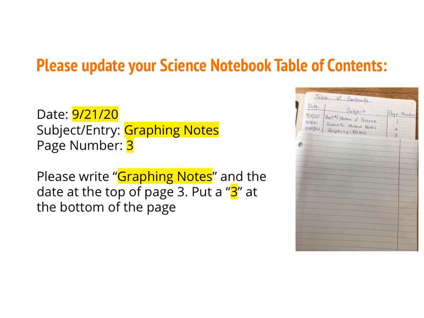When you finish all that, turn to page 3 and title it. At the top of page 3, write down graphing notes and the date, and put a 3 at the bottom because it's page 3. As we move forward, anything that you see highlighted in yellow, you need to copy into your notebook on page 3. Each of these slides will have a variety of sentences and words on it. Only copy the highlighted yellow stuff into your science notebook.